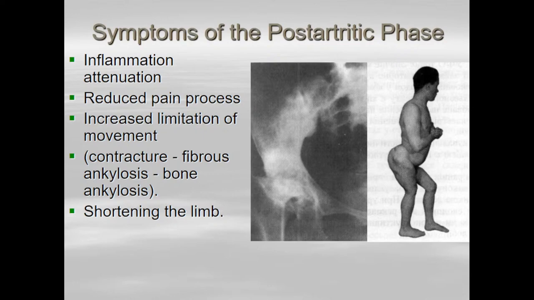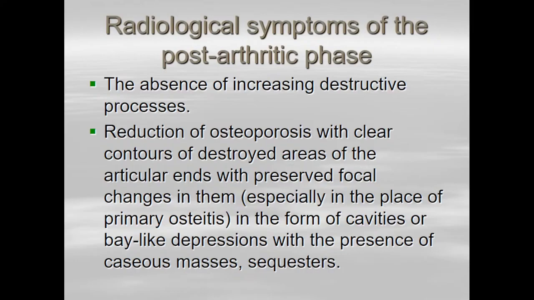Symptoms of the post-arthritic phase: inflammation attenuates, reduced pain, increased limitation of movement, contracture, fibrous and bone ankylosis, shortening of the limb. Radiological symptoms of the post-arthritic phase: absence of increasing destructive process, reduction of osteoporosis with clear contours of distorted areas of the articular ends with preserved focal changes, especially in the place of primary osteitis, in the form of cavities or niche-like depressions with the presence of caseous masses and sequesters.